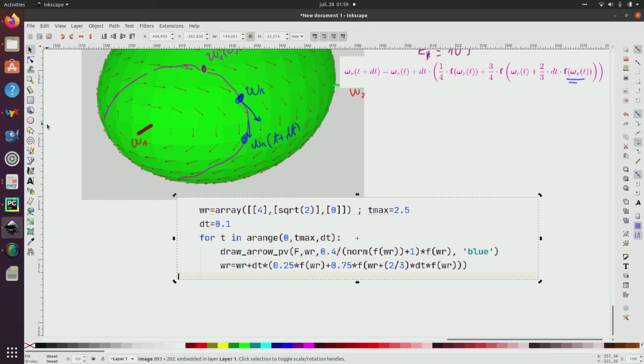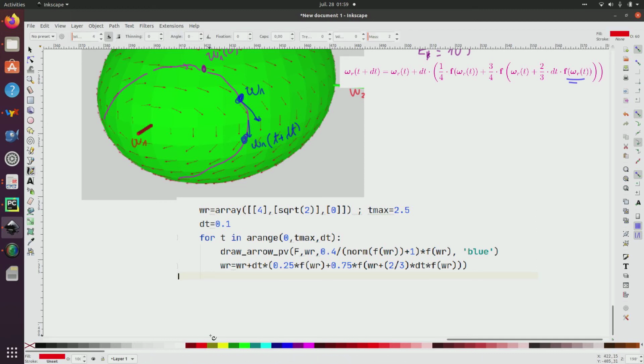So in this Python program, I initialize my vector here. It corresponds to omega r at time t equals 0. This is the t max, so I will integrate for 2.5 seconds, the time of integration, and it is my loop. I will draw the row in blue so that I will be able to follow the trajectory like this. It will give me a path. And this is the Runge-Kutta integration.